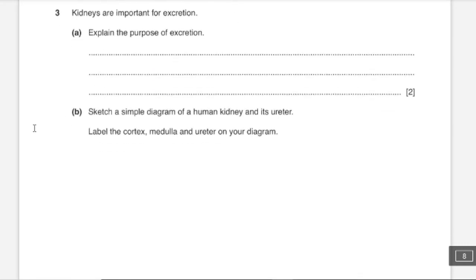Okay, question number 3. Kidneys are important for excretion. A. Explain the purpose of excretion. Well, that is removal from organisms.